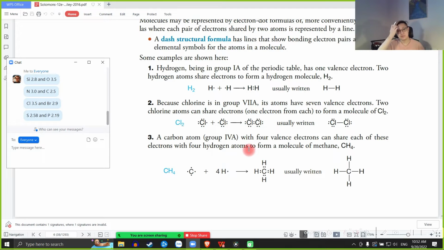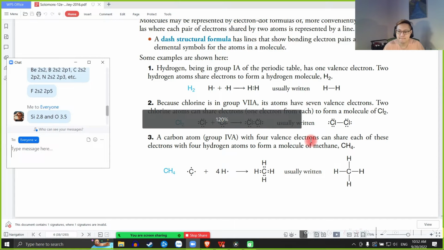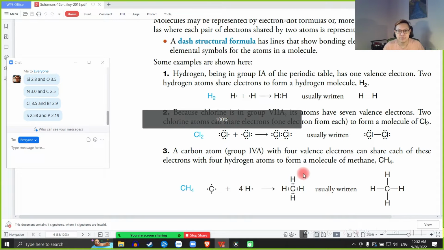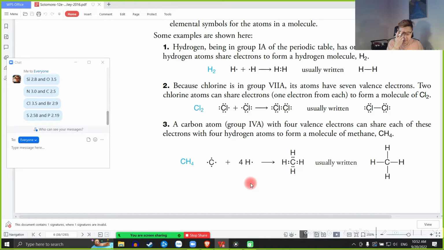A carbon atom, group 4A, with 4 valence electrons can share each of these electrons with 4 hydrogen atoms to form a molecule of methane. Methane is a case of carbon and hydrogen. Carbon starts with 4 electrons on the outermost shell, and hydrogen has 1, so you need 4 of them to give in. So you have a case like this. Carbon now has 8, and each hydrogen now has 2. Two and 8 are basically stable. So you can have this kind of structure, methane, CH4. But you can also write it like this, C with lines like this. All right, let's move on.